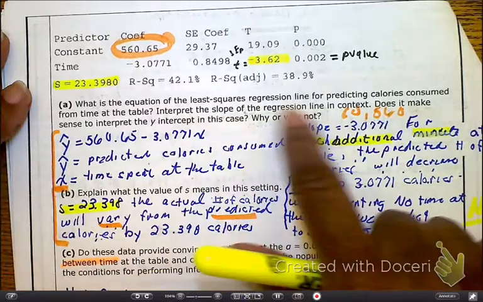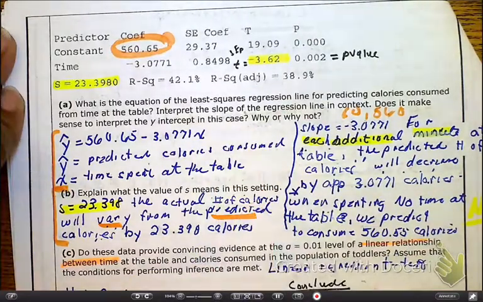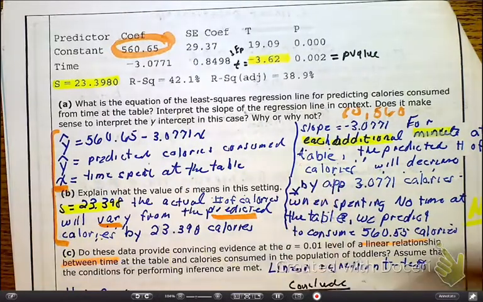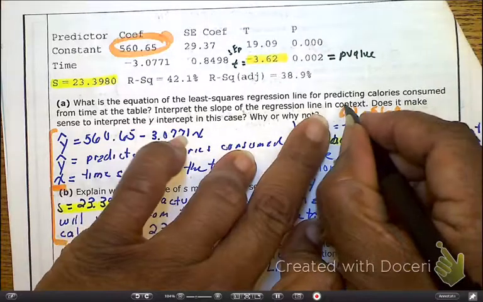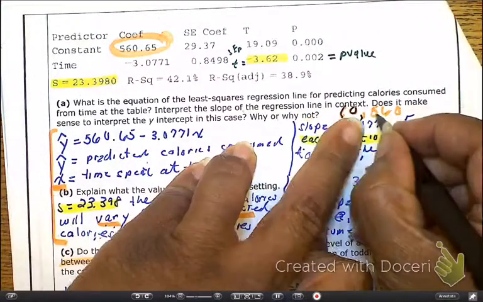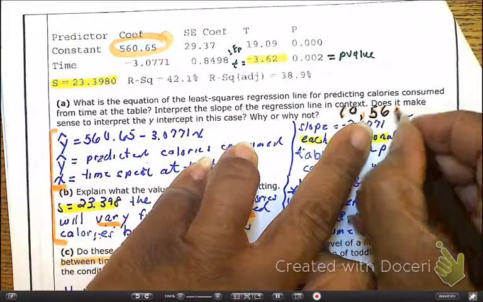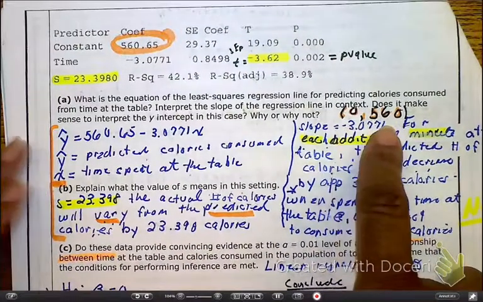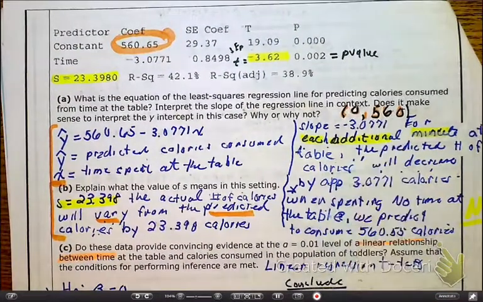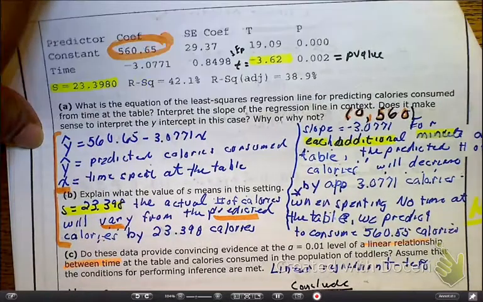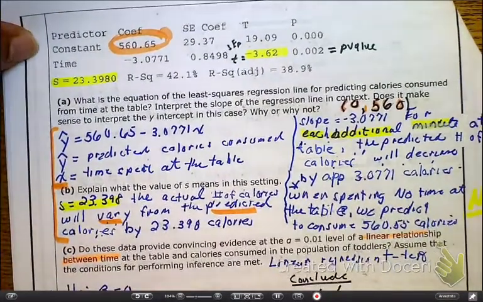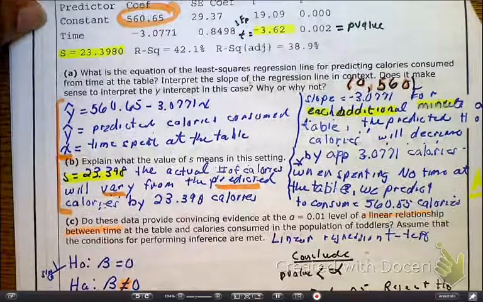We also talked about how our y-intercepts are not always plausible, because in this case we're talking about kids that had no time at the table, but they still consumed 560 calories. And how does that happen? Again, if they could only eat when they were seated, how are they consuming any calories?